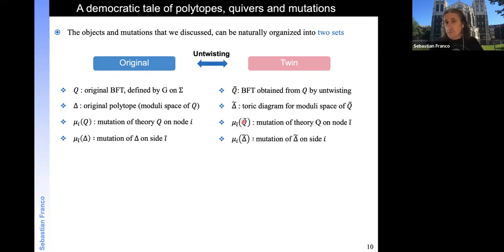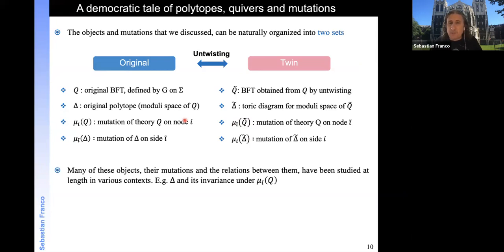I will have mutations of the quiver, which are now mu of I tilde on this quiver, and I will have mutations on the polytopes on the sides, which are indexed by zigzags, which were the faces of the other one. Okay. Very good. So I have all these objects.